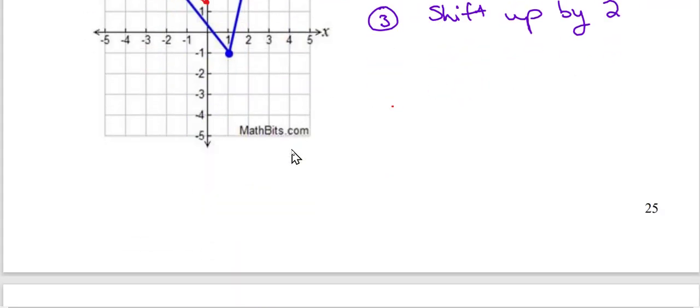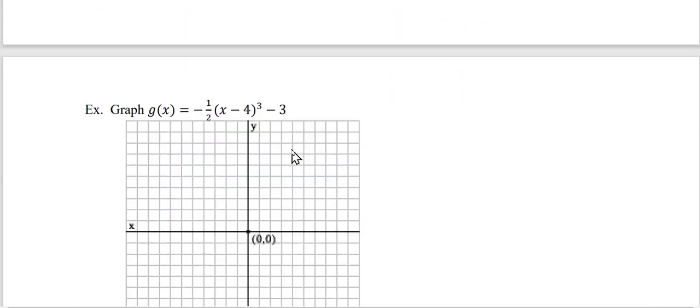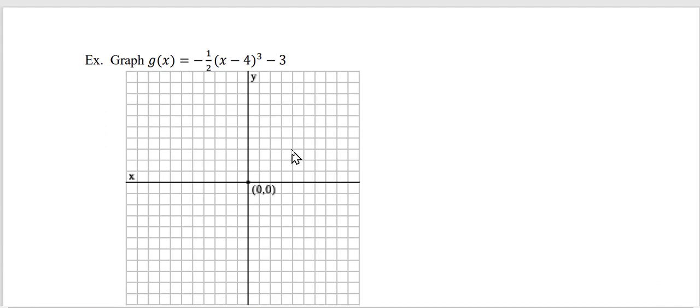One more example. I know this video is getting long, so hang with me here. This is an actual function with a parent function instead of just being given the original graph.